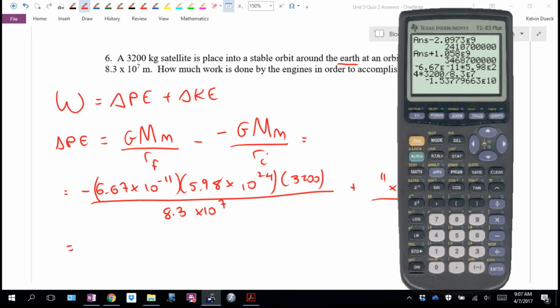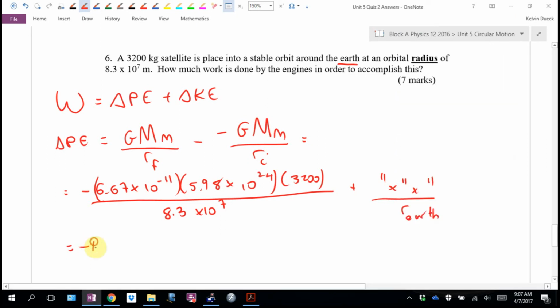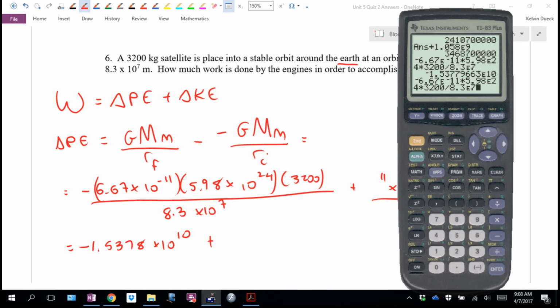Negative 1.5378, negative 1.5378 times 10 to the, I think it said times 10 to the 10th. And then back on the Earth, we just changed this to 6.38 times 10 to the 6th. Oh, I forgot to delete the negative. Ha! Times negative 1. There, now I deleted the negative.